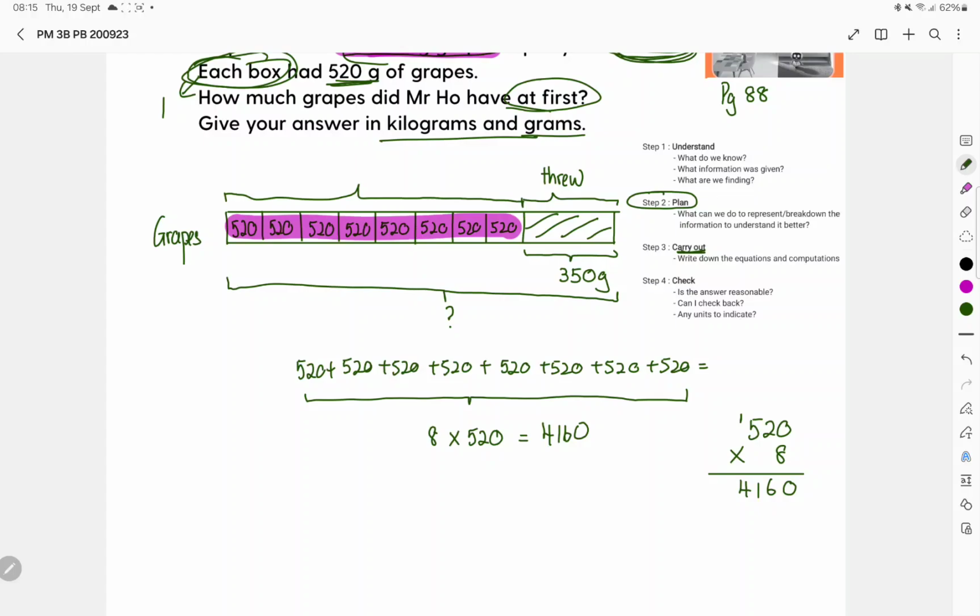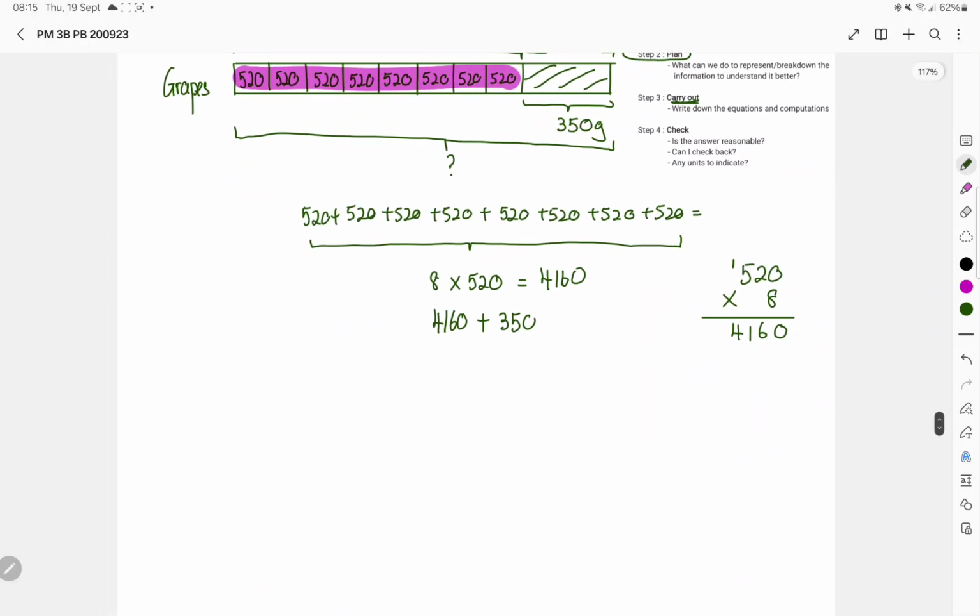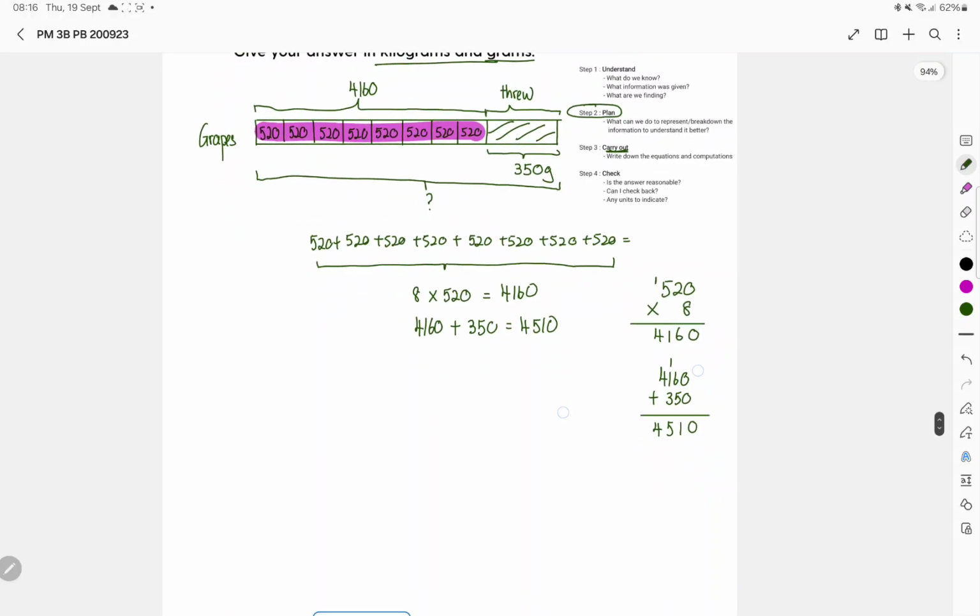Now you know that this 4,160 is not what he had at first. Remember, he threw away 350. So you have to add that 350 in. Let's do our working as well. It's important to do your working and show it clearly by the side. So you have 0 plus 0, 0. 6 plus 5, 11. 1 plus 1 plus 3, that will be 5. Then 4 plus nothing, you still have 4. So you have 4,510. Okay, so is that the answer?